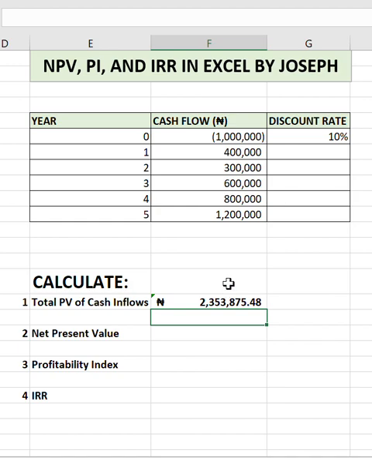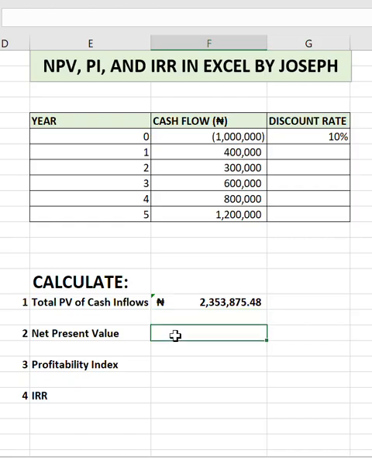So this now tells you that the current or today's value of this future money, the future cash inflow, from this 400,000 to 1.2 million, is 2,353,875 naira 48 kobo. This is the current value of the future cash inflow. So we are done with the first task, which is to calculate the total present value of cash inflows. We are now moving into the net present value.